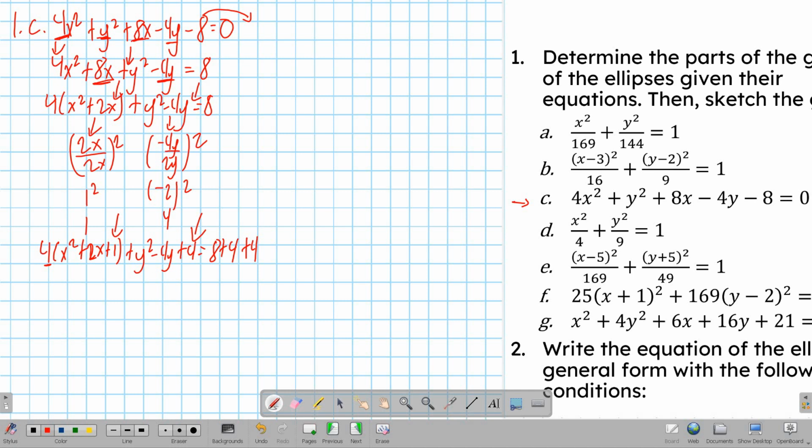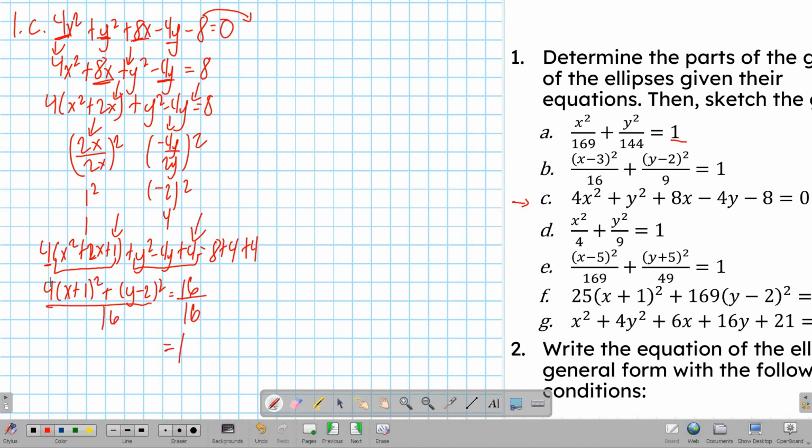Now you can write this and this as squares of binomials. So this becomes 4 times (x plus 1) squared plus this becomes (y minus 2) squared is equal to 8 plus 4 plus 4, that is 16. So now, in standard form it should be 1, so therefore we divide both sides of the equation by 16.